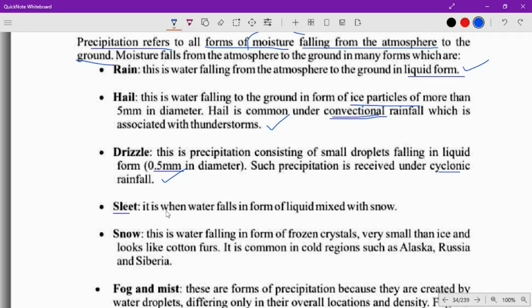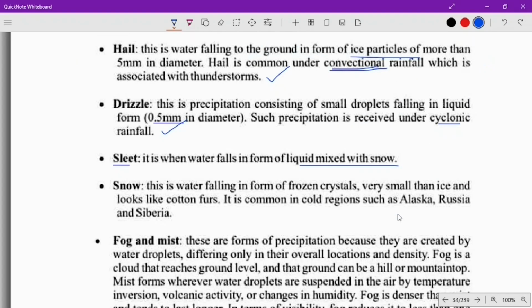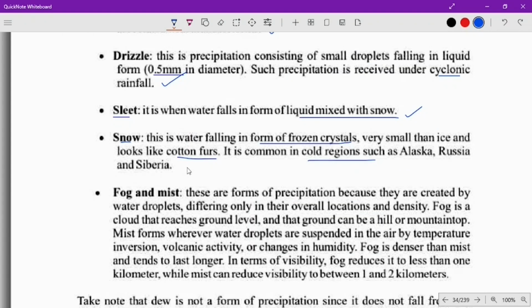Sleet. It is when water falls in the form of liquid mixed with snow. Then we have snow. What is snow? This is water falling in the form of frozen crystals, very small, finer than ice, and looks like cotton fuzz. Snow is common in cold regions such as Alaska, Russia, and Siberia.